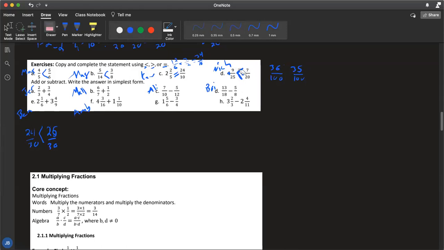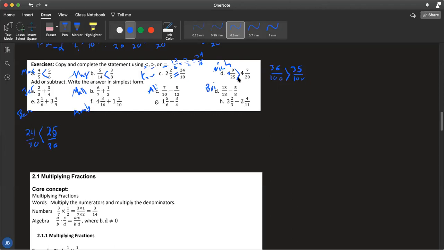So when we look at it this way, Nicole, which one is larger? 36 over 100 or 35 over 100? 36 over 100. Perfect. So we have greater than, like this. Does that make sense? Does that make sense for everybody else? Are we good? Awesome. Okay.